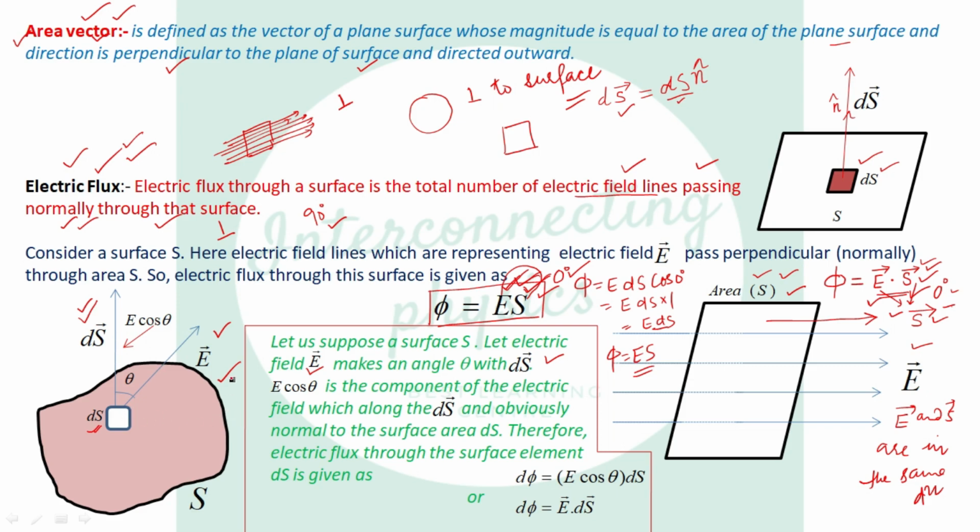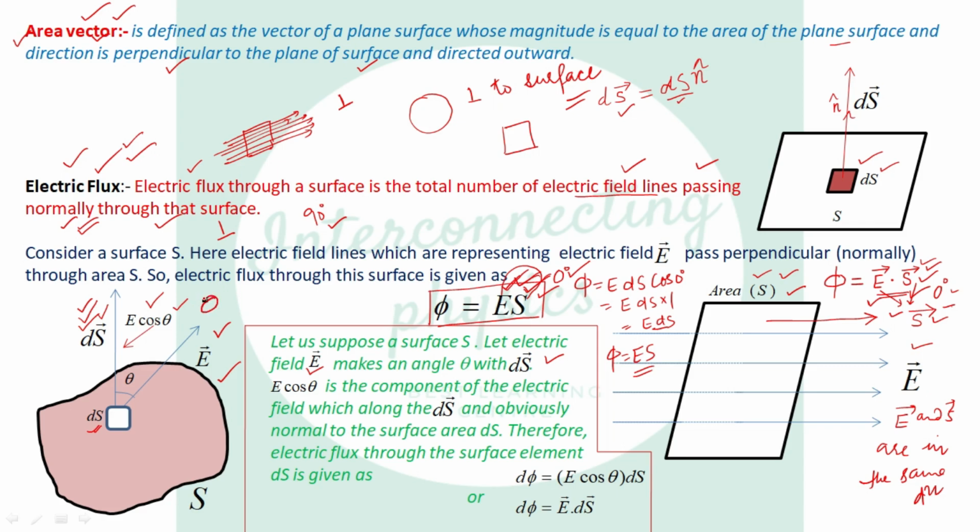But we always know that the total number of electric field lines passing normally through a surface makes electric flux. Now, which component will be normal to the surface? That is E cos theta, because the ds vector is normal, perpendicular to the surface. It means the component of the E vector which is perpendicular to the surface, or which is in the same direction as the area vector, will constitute electric flux.